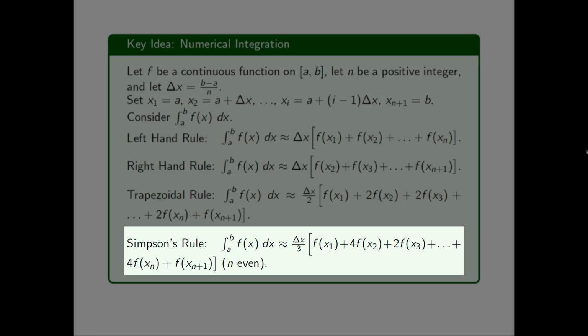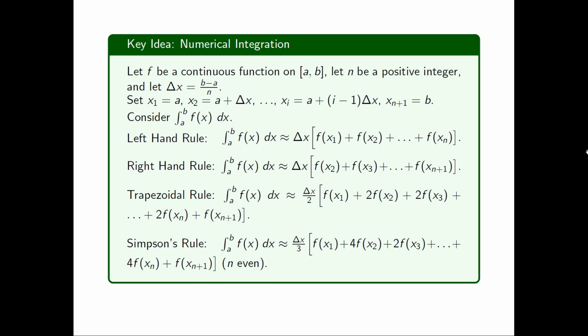And then finally, Simpson's rule, which we just saw: we have delta x over 3 outside now, and then we have this 1, 4, 2, 4, 2, 4, 1. Okay, so those are our various rules.